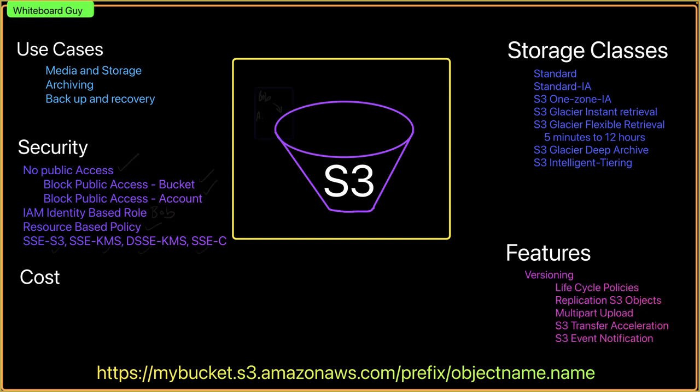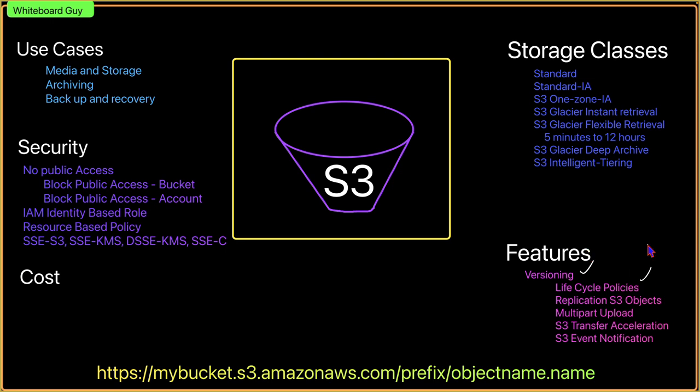And then we can also look at features. There are a lot of features with S3. For instance, it has versioning. I can have multiple versions of a file in there, and you can then roll back and download a previous version and then upload it. So there are no accidental deletes.